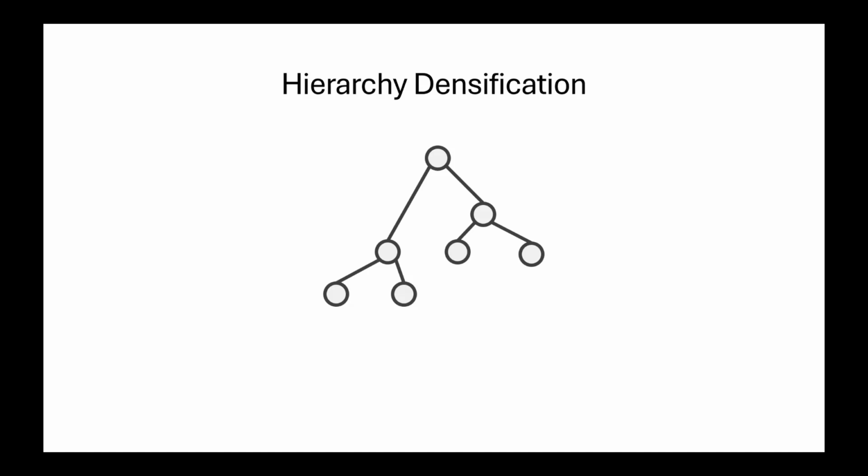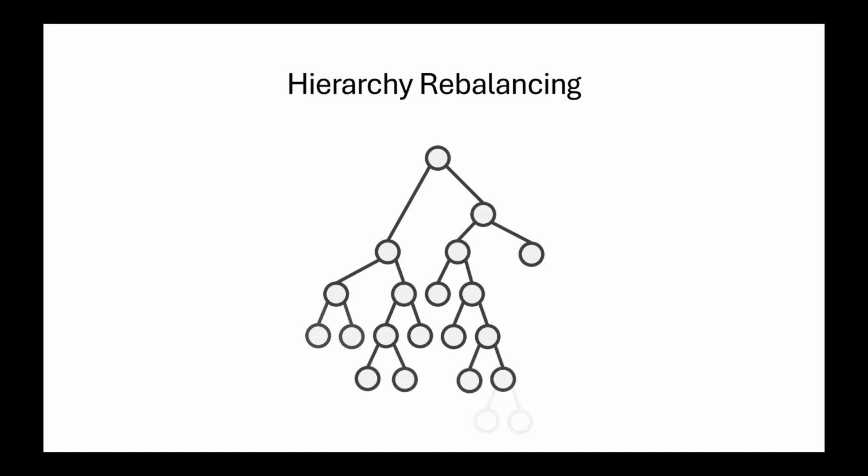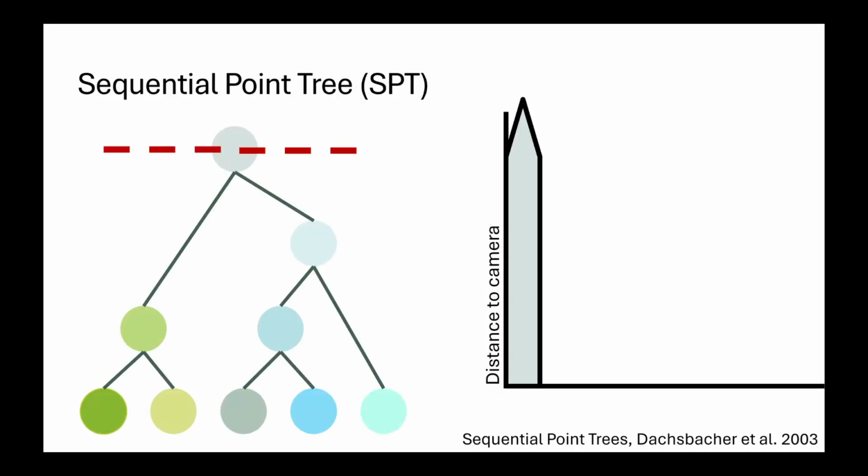The first one, densification, adds new leaf nodes to the hierarchy in regions where more detail is required. The second, rebalancing, shifts detail away from regions where it is no longer needed. With these 2 operations, we can both expand and keep the hierarchy stable during the entire training process.